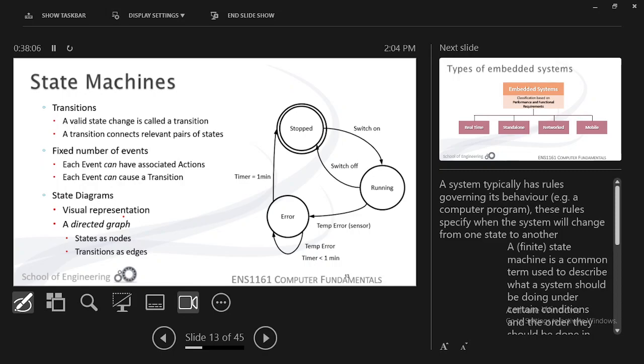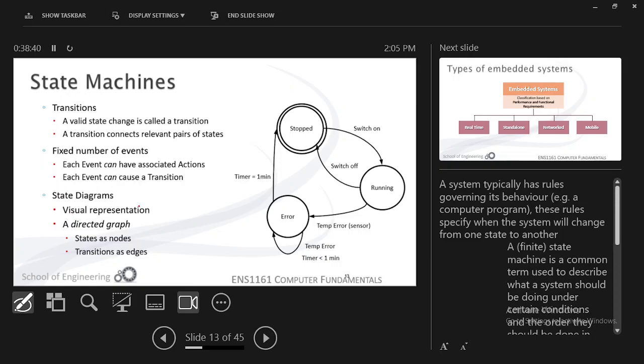Clear? Very sleepy discussion. Transitions: a valid state change is called a transition. A transition connects relevant pairs of states, usually with a fixed number of events. Each event can have associated actions. So these are different states: running, stopped, and error. These are transitions: switch on, switch off, error and so on.